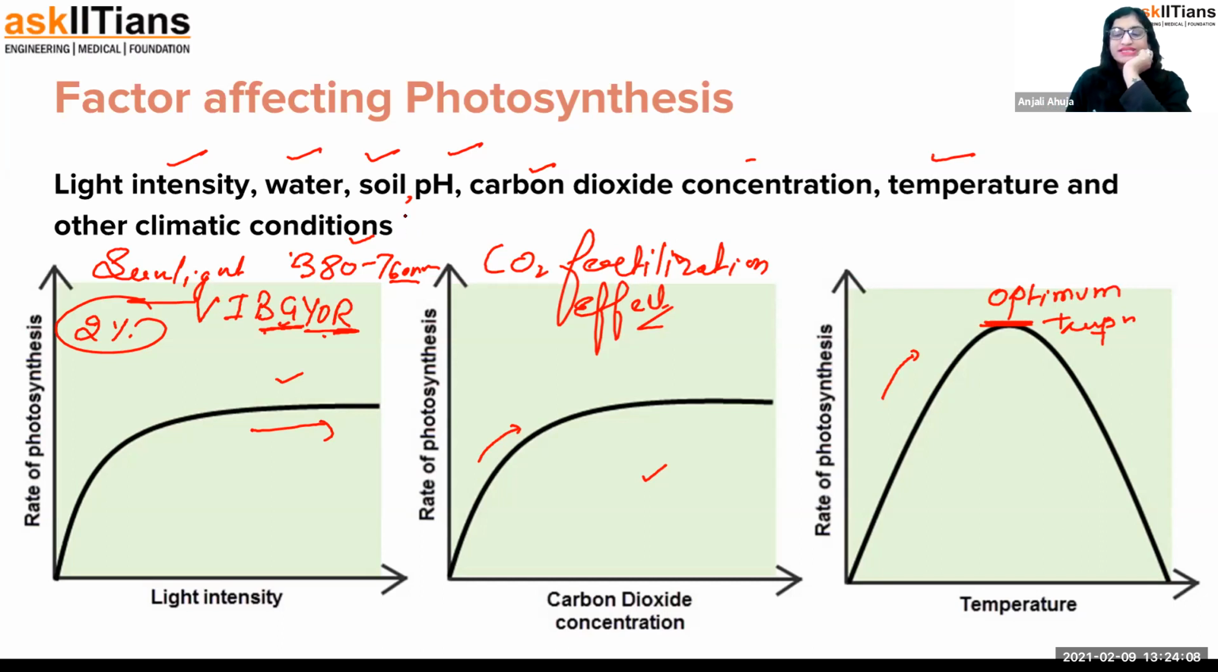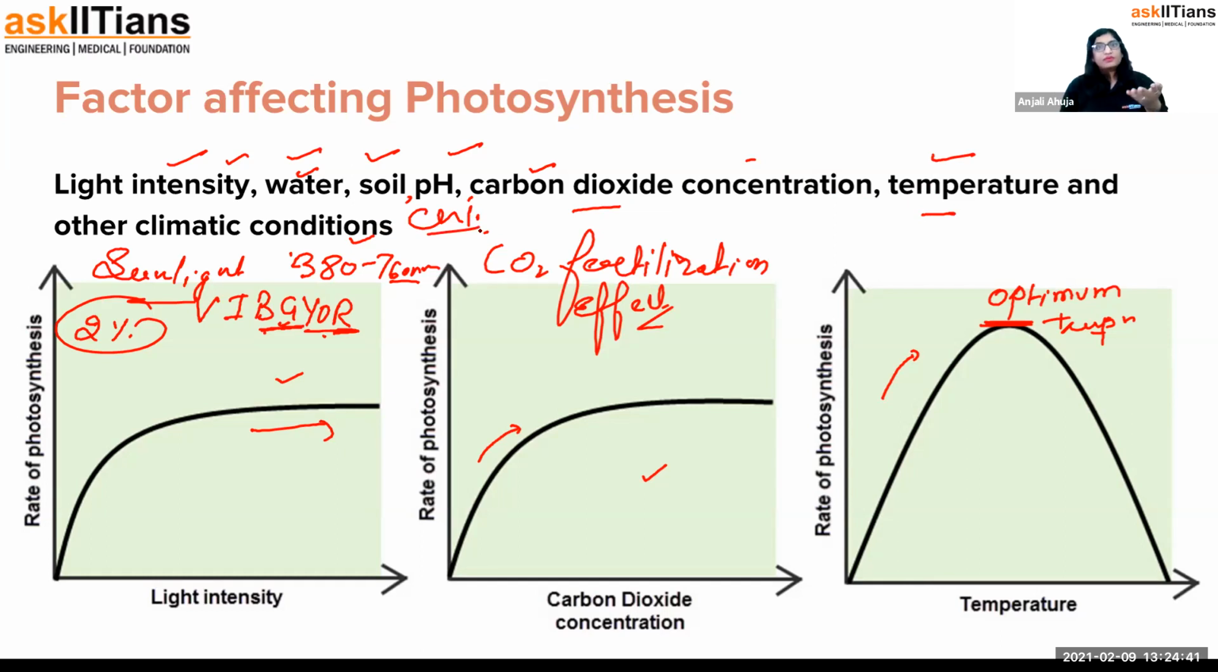Other than that, you can see light intensity. I mentioned that. Water molecules also, you can see that water is absorbed from the roots and taken up. This is the one that helps in photolysis. If the water molecule is not released, no oxygen will be formed in photosynthesis. You can just talk about photolysis. So water is a must. Carbon dioxide and temperature, I have told. For other conditions, you can talk about chlorophyll, how much chlorophyll molecule there is, because this is a pigment molecule that is needed.